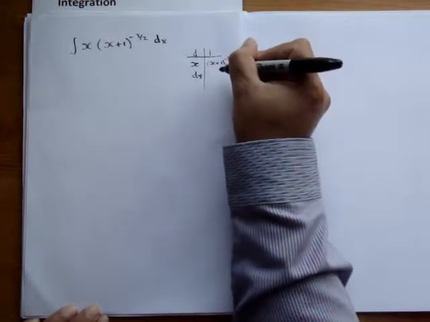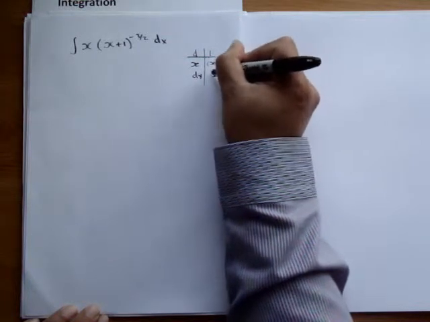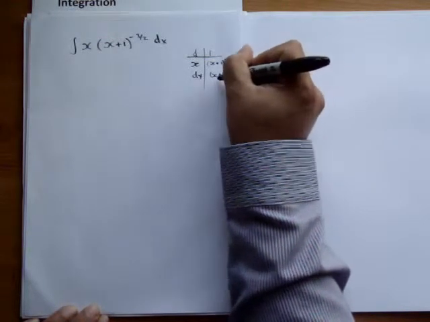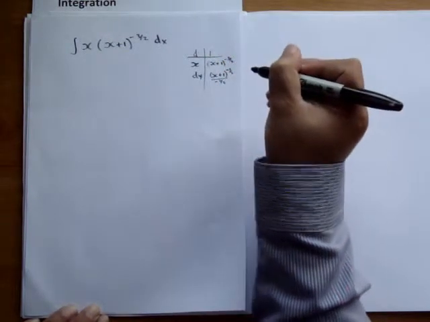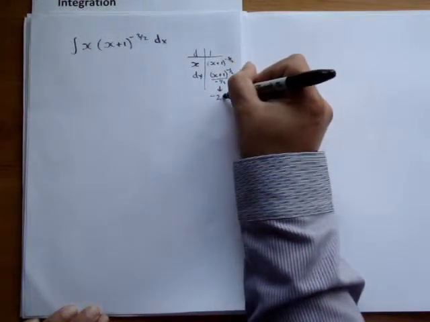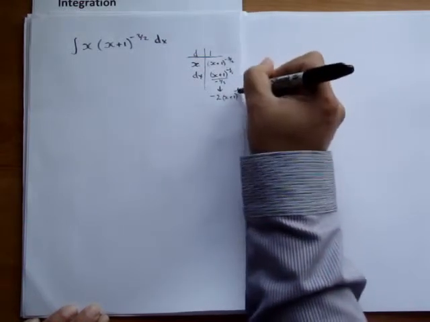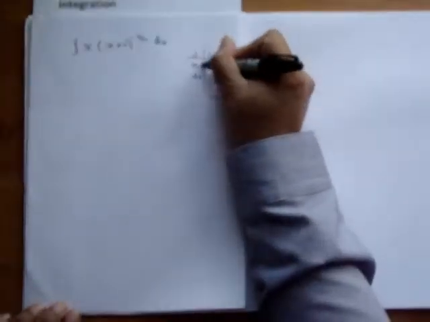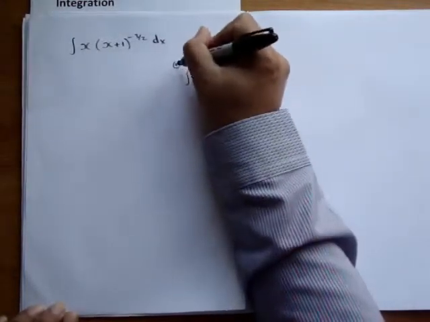and when we integrate this we get (x plus 1) to the minus 3 over 2 plus 1, which is minus a half, and that's over minus a half, which is minus 2 (x plus 1) to the minus a half. Okay, so now we draw our line across, and this is the integral.